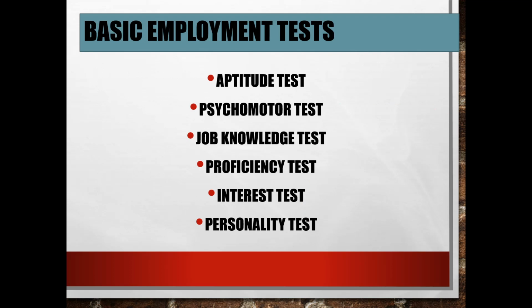Basic employment tests. Aptitude test: these are used to measure applicants' capacity or potential to learn and perform new skills. Psychomotor test: used to measure the applicant's strength, finger dexterity, manual dexterity, wrist-finger speed, and speed of arm movement.